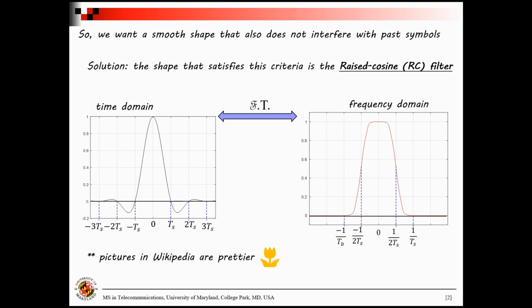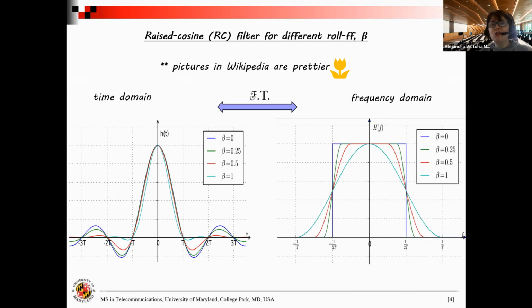These pictures I made in MATLAB, but they're not as pretty. As a matter of fact, Wikipedia made prettier pictures. Because we're allowed to use Wikipedia images, I'm reproducing them here. In the time domain, you can see that exactly at the symbol interval, this impulse response crosses 0. And in the frequency domain, it goes to 0 at 1 over T, and the minimum point where it goes to 0, when the roll-off beta is equal to 0, is 1 over 2T.